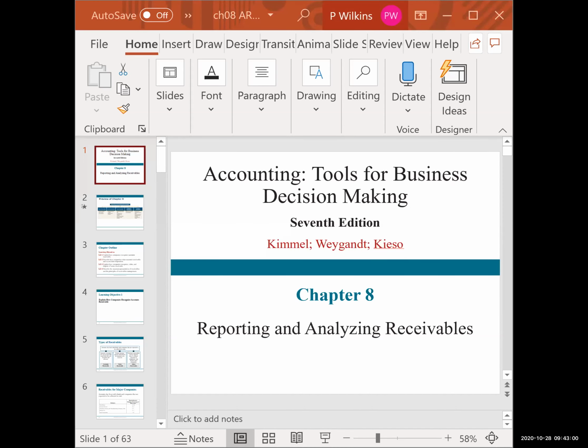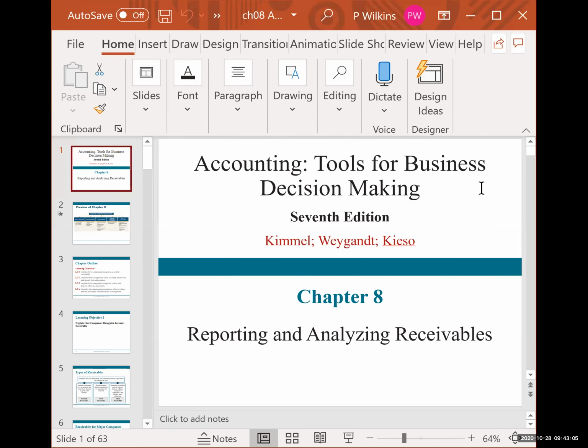Okay, so chapter 8 is all about receivables. The good thing about chapter 8 is there's some information in here that is going to look familiar to you, which is a nice thing to get at this point since you've had so much new stuff in the last couple chapters. However, there is also going to be some new stuff in this chapter. So you're going to get a mixture of both things.